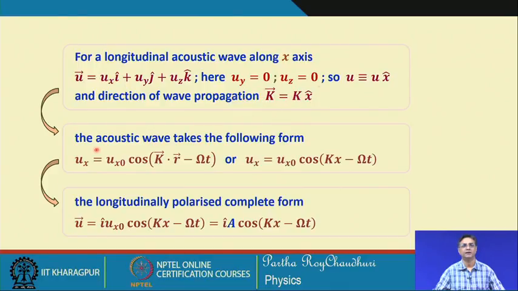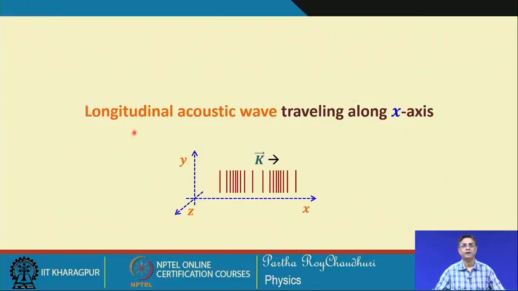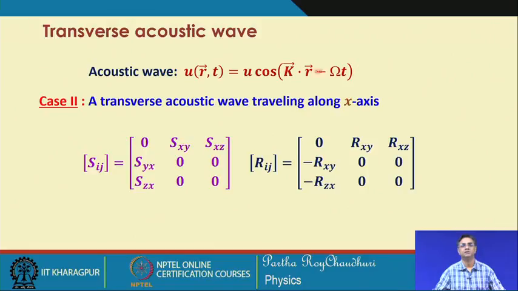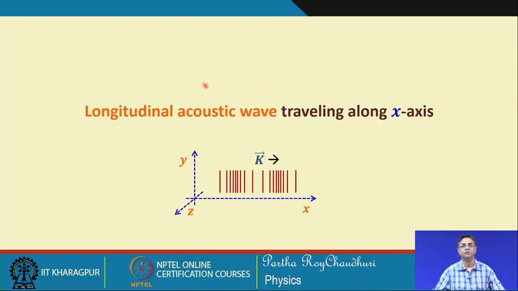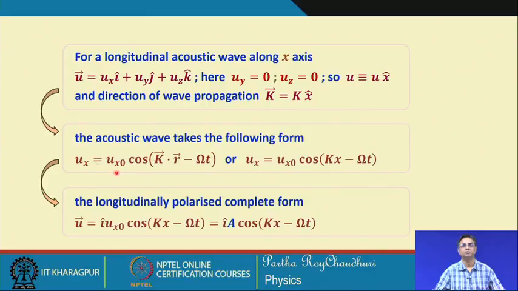Using this we can write the acoustic wave equation, and this will transform to this form, where the amplitude is u x 0 cosine of k dot r minus omega t. Or we can write this equal to k x minus omega t, because now k dot r is simply k into x, because the direction of propagation and the propagation vector are along the same direction, so the dot product is simply the product of these two quantities.